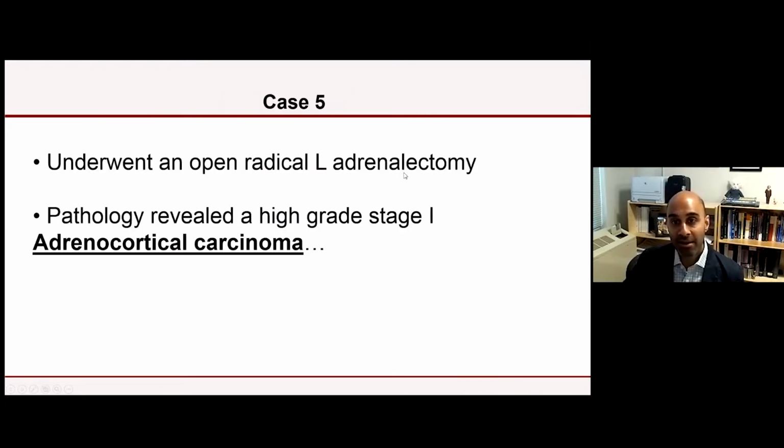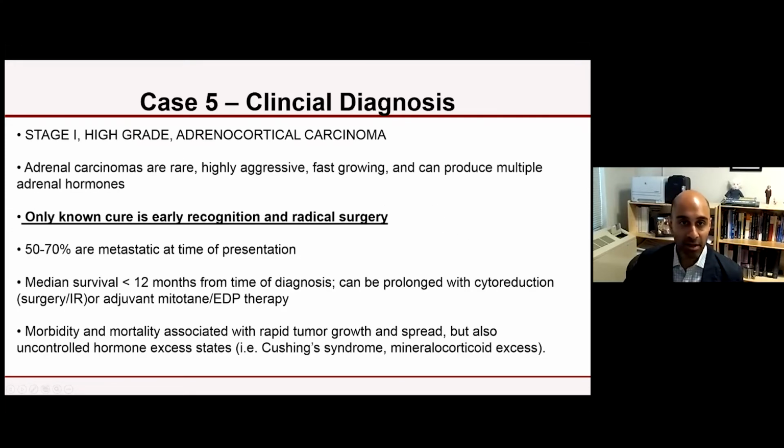And she had an open radical left adrenalectomy, which revealed a potential nightmare scenario, which is that this was a high-grade adrenocortical carcinoma, maybe the silver lining being that it was only stage 1. I won't say much about adrenocortical carcinoma other than to say that it is not common. Adrenal malignancies are not common, but it is a highly aggressive, very lethal, fast-growing tumor, which is one of the reasons we have to have a healthy fear of missing this diagnosis. In addition, the only known cure for adrenocortical carcinoma is early recognition and a radical resection. In other words, this window of opportunity cannot be missed. And once it's missed, it's really unfortunate because if they recur or they come back or there's an incomplete resection, there's no cure.